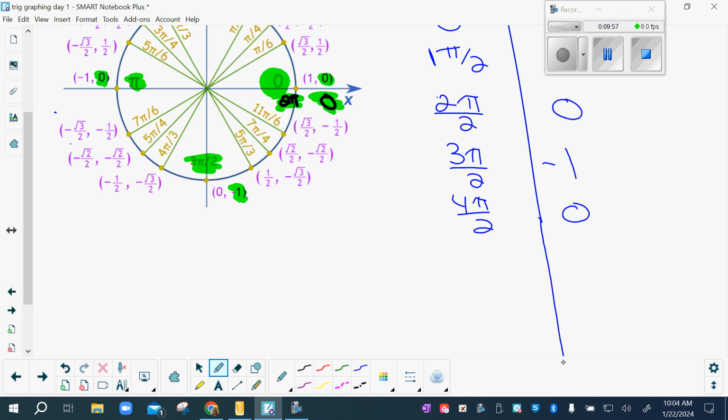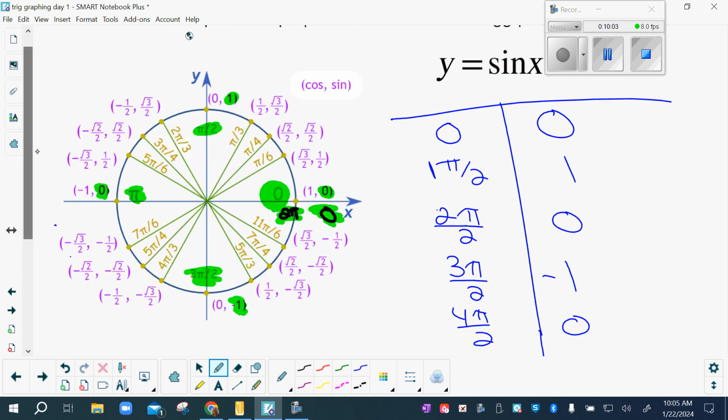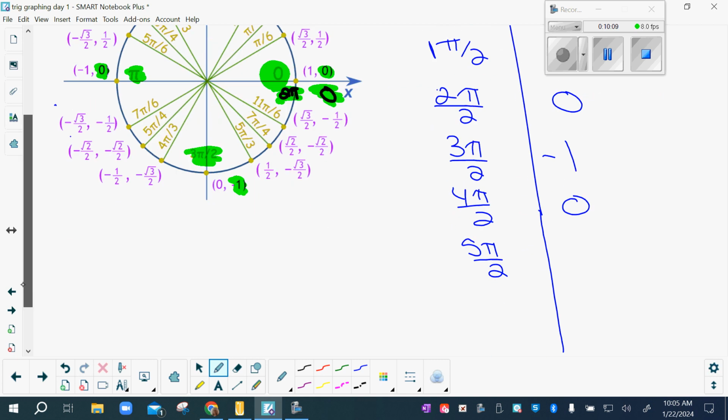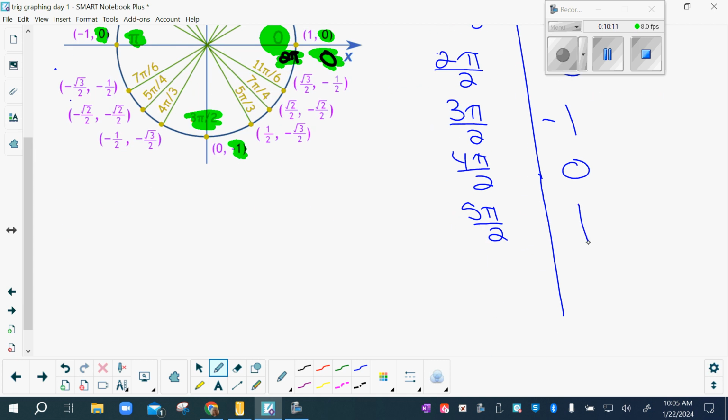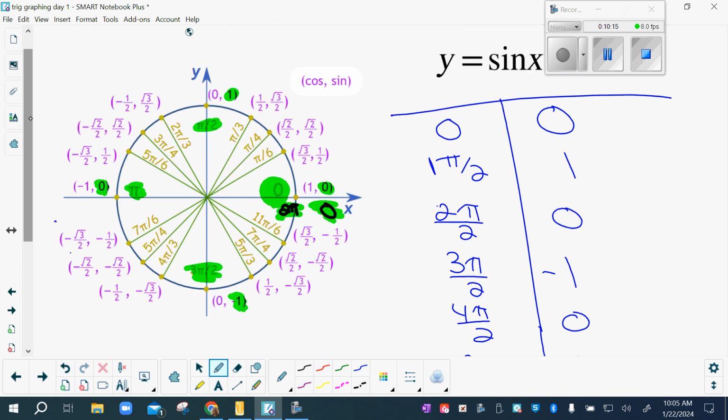Now, here's what I want to know. What about 5 pi over 2? Do you guys see a pattern here? I went to this guy. 5 pi over 2 is up there. It's 1. Throw it on there. Because guess what? We're going around the circle again. So that was 4 pi over 2, right? That will be adding one more, 5 pi over 2.